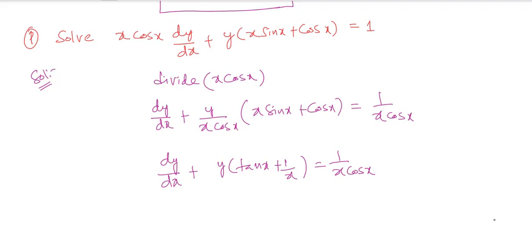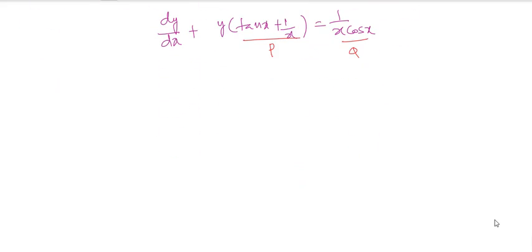So now dy by dx plus p into y. So this is p, this is your q. Now if I want to calculate the integrating factor, the integrating factor is nothing but e to the power of integral p dx. So calculate this: e to the power of integral of (tan x plus 1 by x) dx.